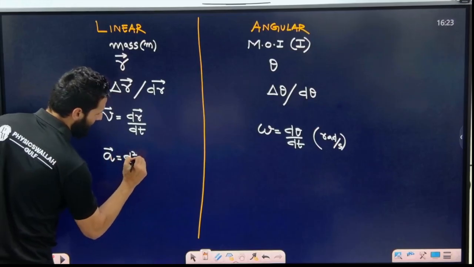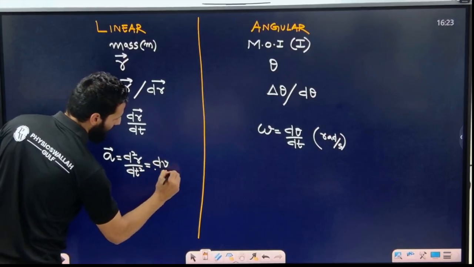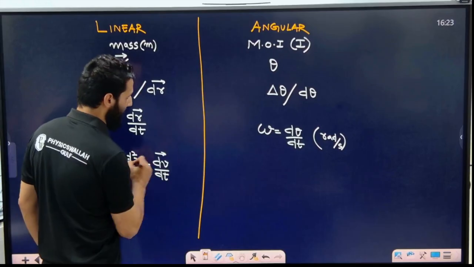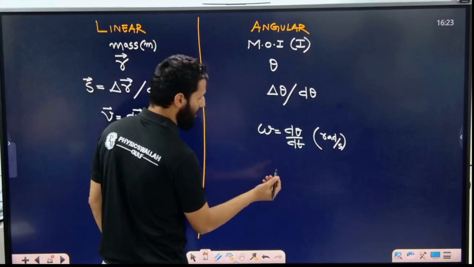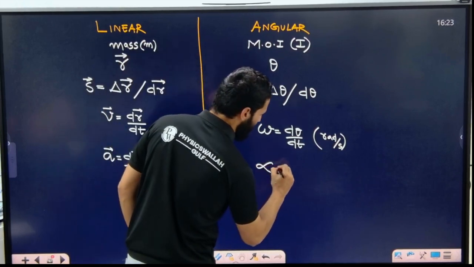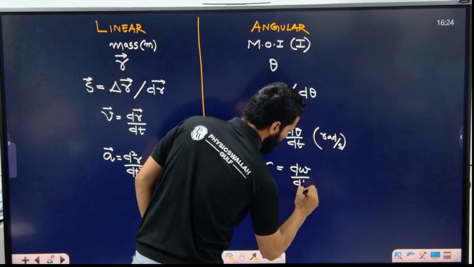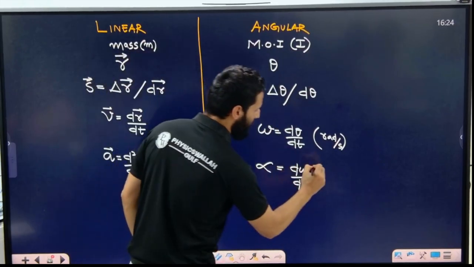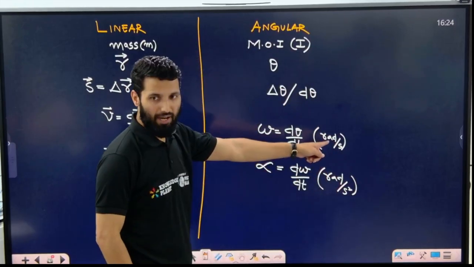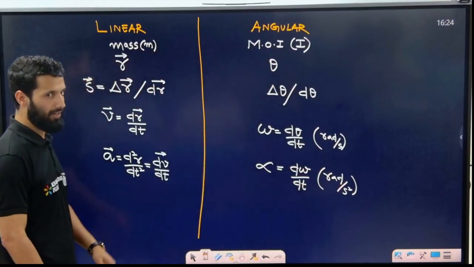After that, linear acceleration. Either I will write it as d square r by dt square, or as dv by dt. Here, this is linear acceleration; for angular acceleration, alpha, this is my angular acceleration. Angular acceleration will be d omega by dt. Its unit is radian per second square. What will be its dimension? T minus 1. Radian is dimensionless, but not unitless.